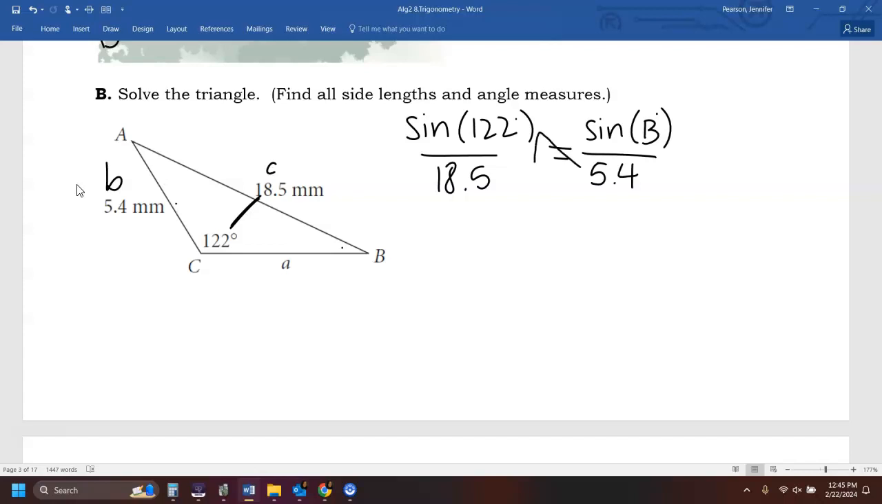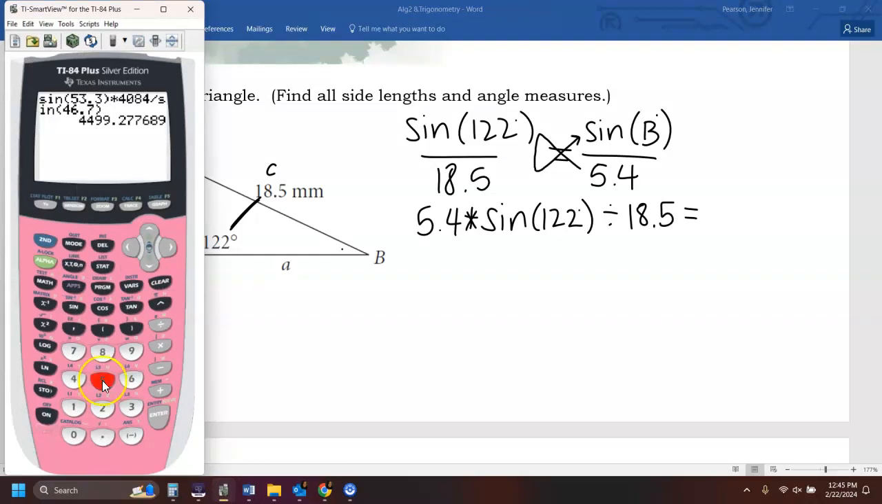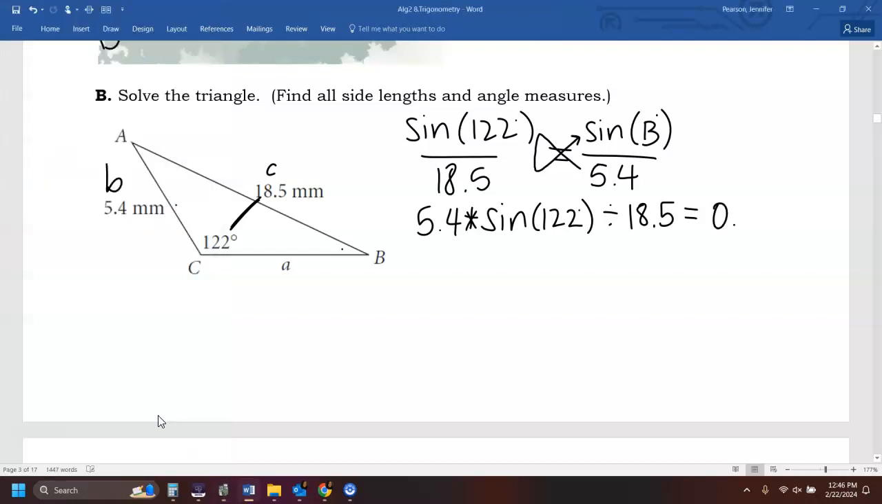5.4 times the sine of 122 divided by 18.5. Okay, and we'll go to the calculator. That is 5.4 times the sine of 122 degrees divided by 18.5. Now this is a little different than the first question because this isn't telling me the measure of angle B. This is telling me the sine of angle B.